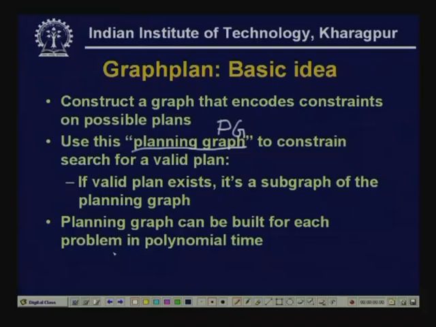A plan can be expressed in the form of the partial order plan that we have looked at, in the form of a directed acyclic graph or a DAG, and we will construct a planning graph such that a valid plan will be a subset of this PG. Now, we will show that the planning graph can be built in polynomial time, and once we build the planning graph, we are able to obtain restrictions on actions which will make the search for a valid plan easier.